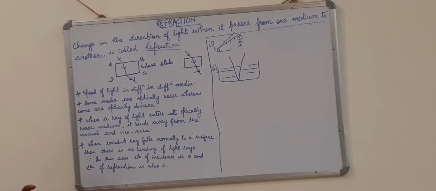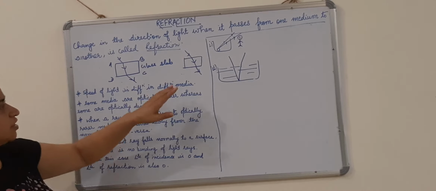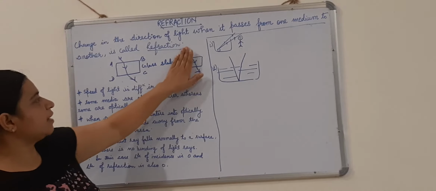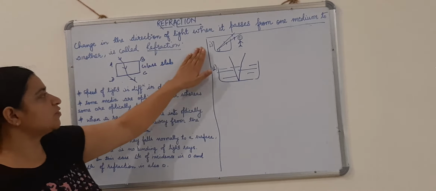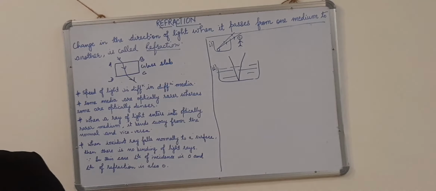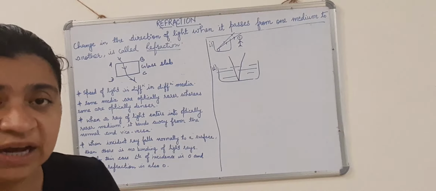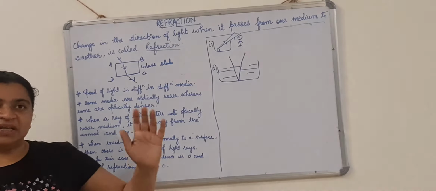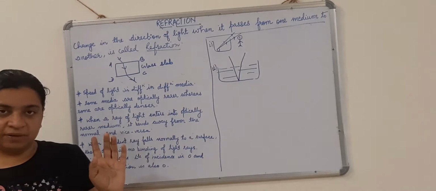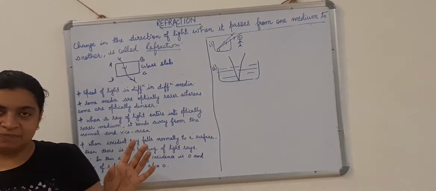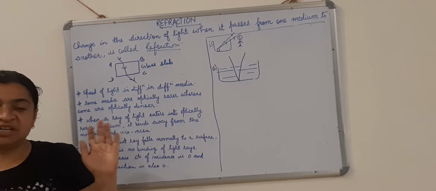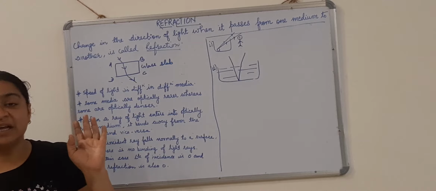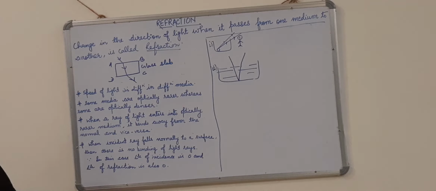This bending of light is known as refraction. Here what happens, children? Refraction is different because of this. What is the cause of refraction? The cause of refraction is that the speed of light is different in different media. When the light is traveling from air to air, the medium is the same, so there won't be any bending of light, so there won't be any change in direction of light, so there won't be any refraction, there will be reflection.